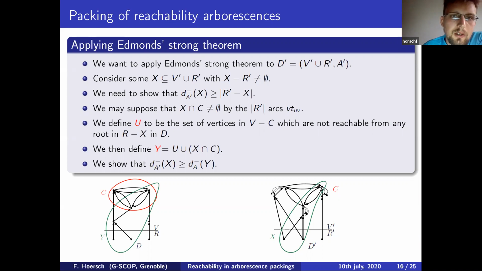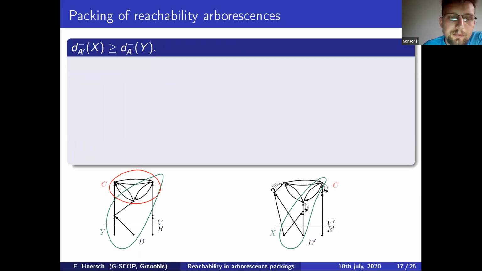So I want to show that the in-degree of X is at least the in-degree of Y. And the way I will do this is that I want to look at every arc that enters Y, and I want to say there is a corresponding arc entering X. So basically, I want to find an injection from the arcs entering Y to the arcs entering X. And once I have that, I have proven that the number of arcs entering X is at least as big as the number of arcs entering Y. Okay. So let's take an arc that enters Y.